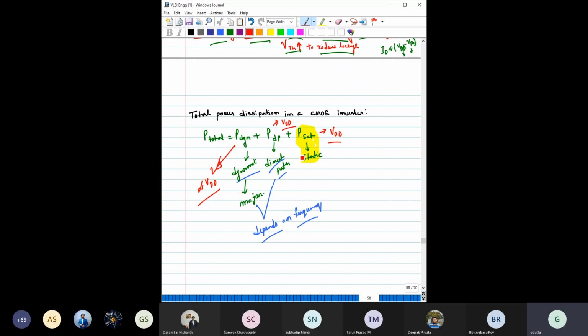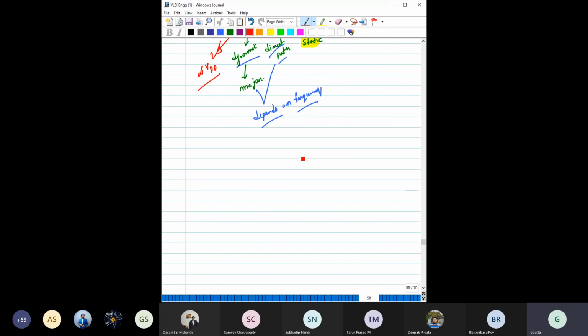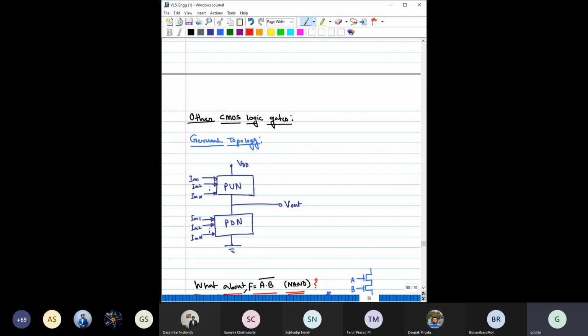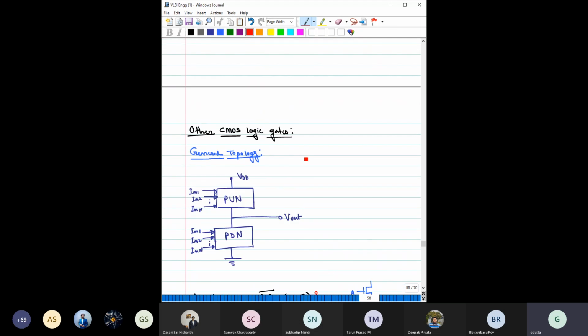Okay, so this was a brief discussion on the power dissipation in a CMOS IC. So let us now change this topic a little bit and discuss something else. So far we have discussed the CMOS inverter. So let us also try to focus on the other gates, for example, NAND gate, NOR gate, XOR gate. So before going to those topics, let us just try to recapitulate what we have learned so far. So what is the general topology if you want to design anything in CMOS logic?